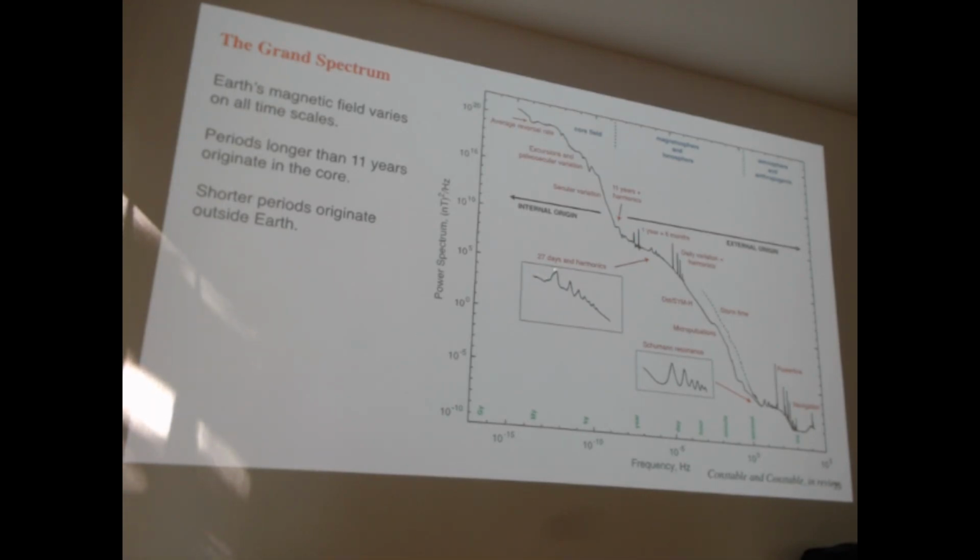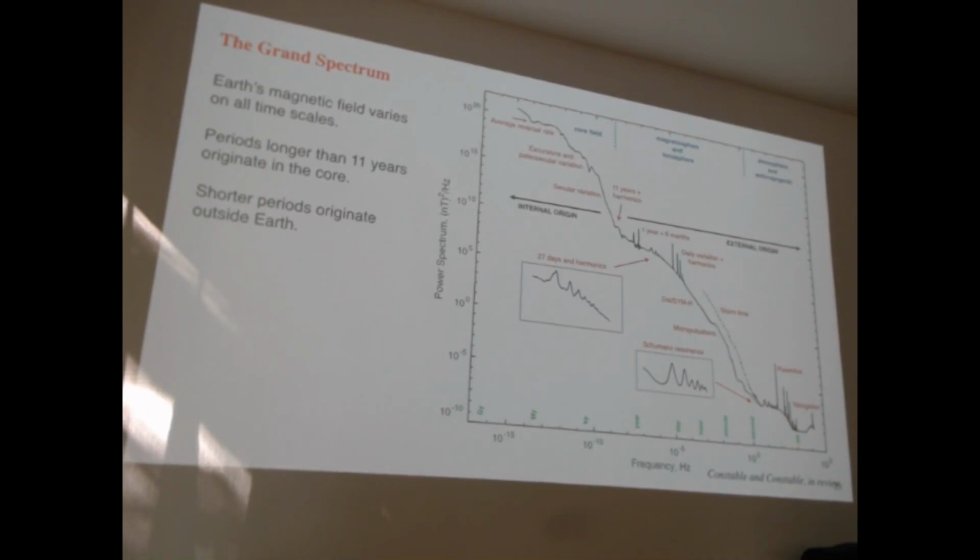And then you get the 27-day sun rotation plus harmonics, and then you get the daily variations as the Earth spins around under the sun. And then you get all these magnetospheric phenomena, such as the storms and micropulsations, which you've probably heard about. And then you get this wonderful thing called the Schumann resonance, which is associated with energy trapped in the atmosphere caused by lightning. And then man takes over, and we've got all this power line noise and radio frequencies and navigation signals up at this end.